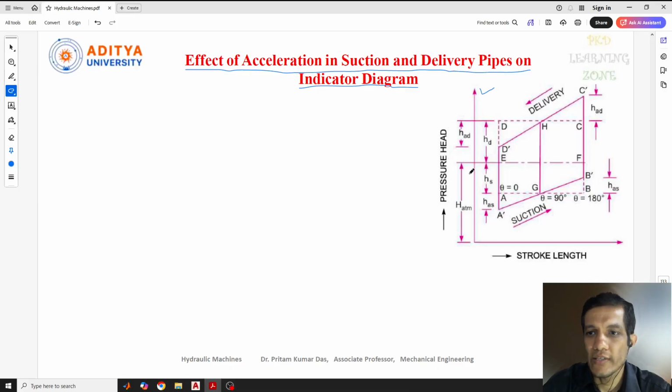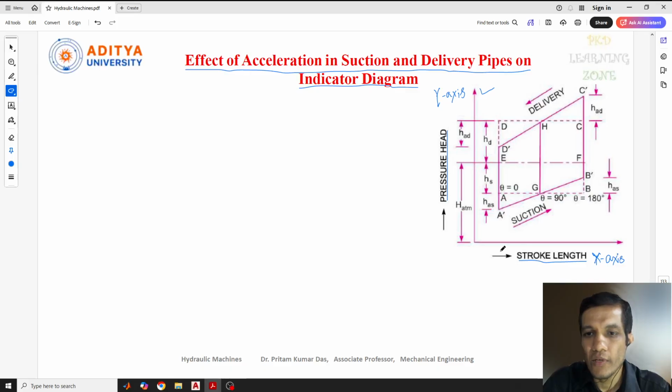Before going to this indicator diagram, I'll give a hint about the working principle of the reciprocating pump, how it is working. Then we'll come to this graph. We know that the indicator diagram is the comparison between the stroke length inside the cylinder and the pressure head. So pressure head will be on the y-axis, and the stroke length of the piston inside the cylinder will be on the x-axis.